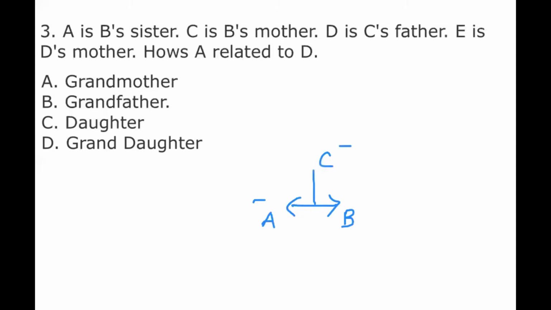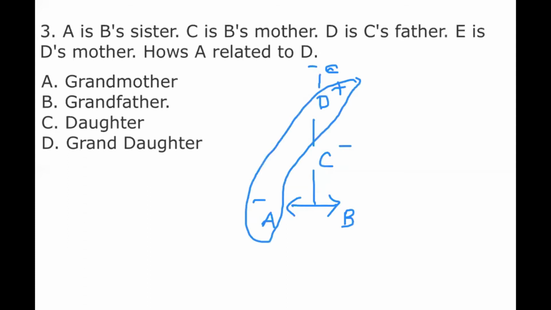And then D is C's father. D is C's father, plus sign for D. And then E is D's mother. Now I'll draw E here with minus sign. Now, how is A related to D? To D, what will be A? Obviously, 2 steps below, daughter and granddaughter. It will be granddaughter. My option D will be the right answer.